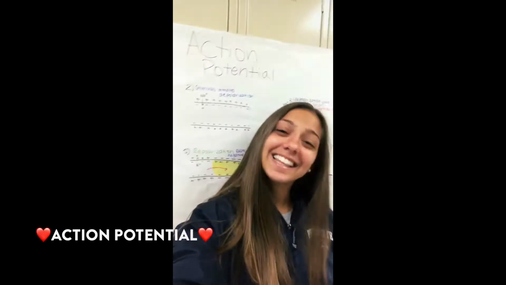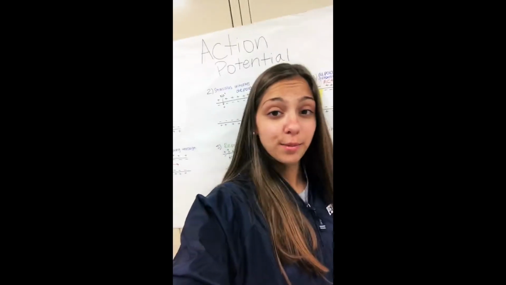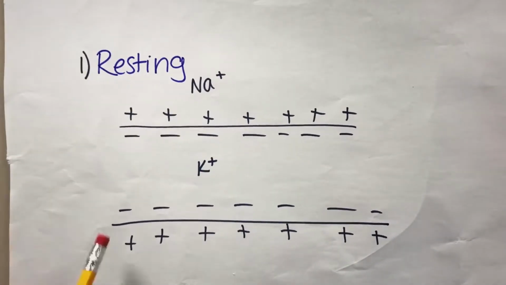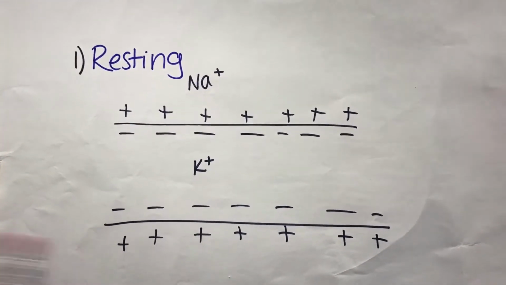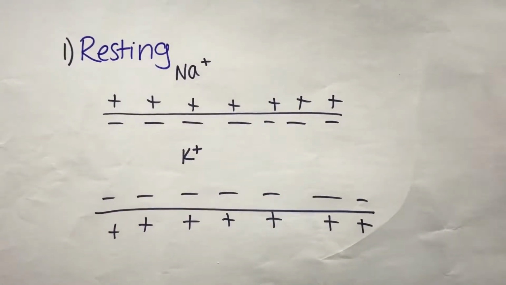Hi everyone, this is action potential. The first step of action potential is the resting state. This is the axon of a neuron at resting state, which means it is polarized, which means sodium is on the outside and potassium is on the inside.